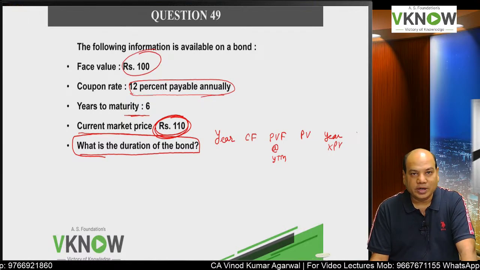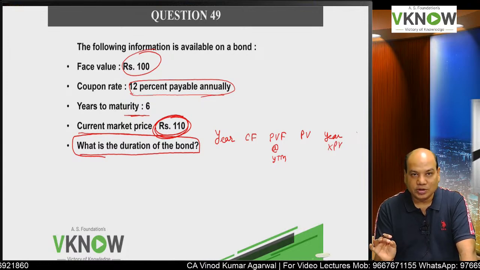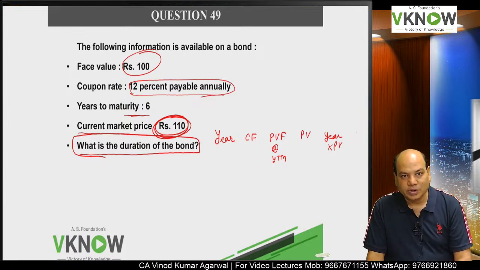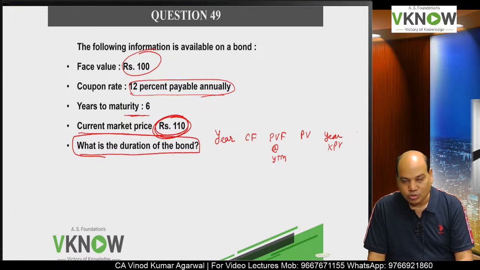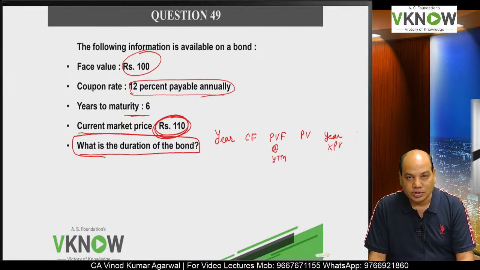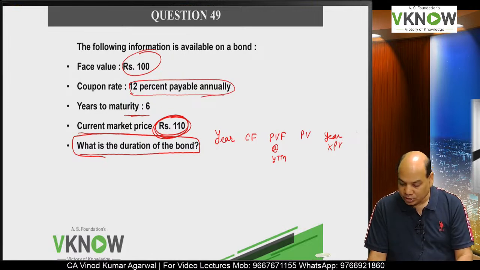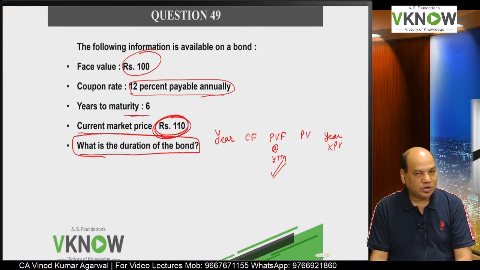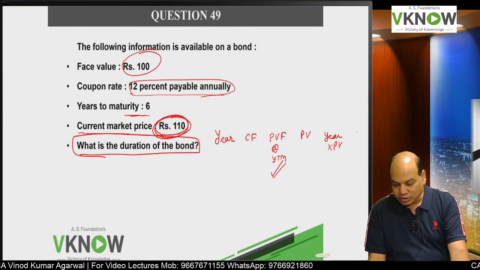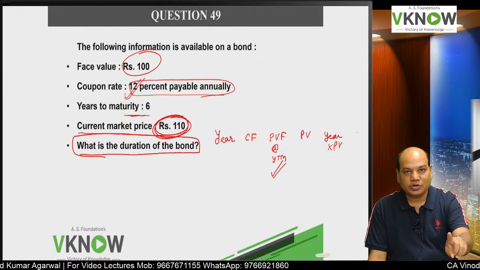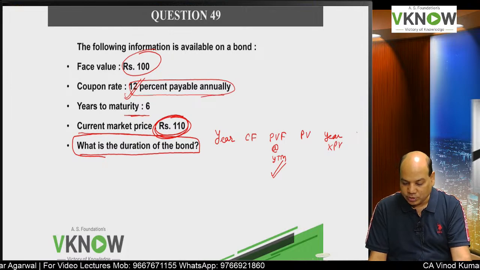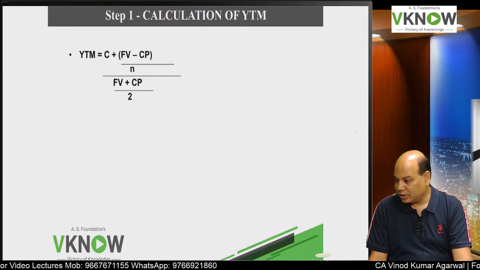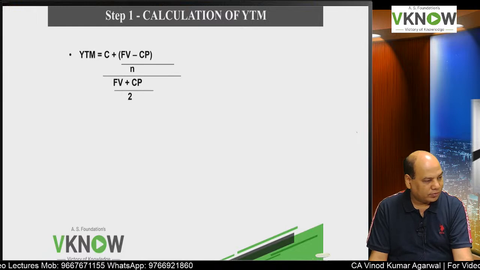If the bond would have been trading at par, then I would say the discount rate is also 12%. But in this question, the bond is trading at a premium, so the discount rate is not equal to 12%. So we'll have to first find out what the YTM is, and that I will use as a discount rate in solving the problem. So this is a dangerous question because students can use a 12% discount rate, which is not right. So step 1 would be, we'll first calculate YTM.